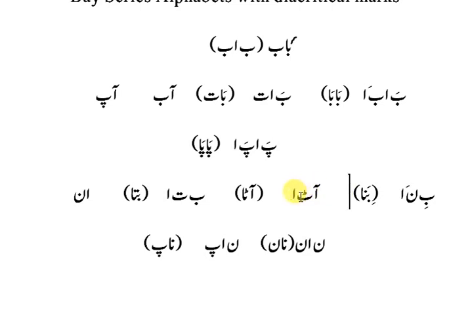The next word has Alif and Madda sign over it. Te has zabar sign over it, so the word would be ata. Okay. Next word is Be, Te and Alif. Be and Te have zabar sign over them, so the word would be bata. This one looks like this one.